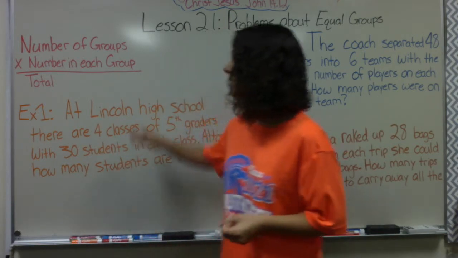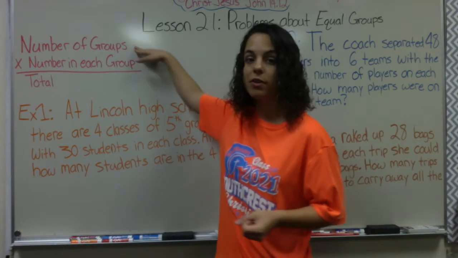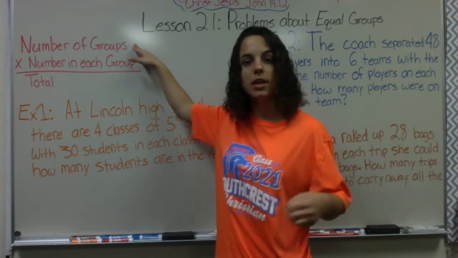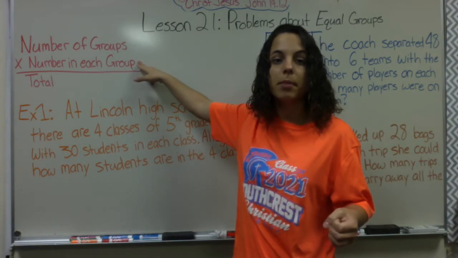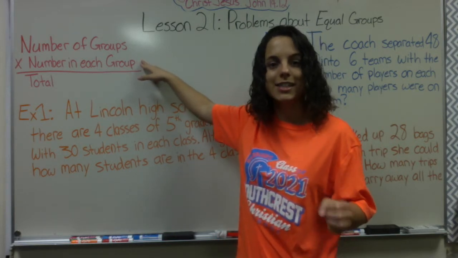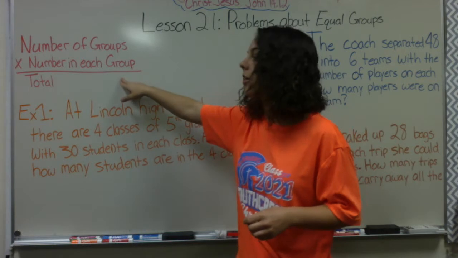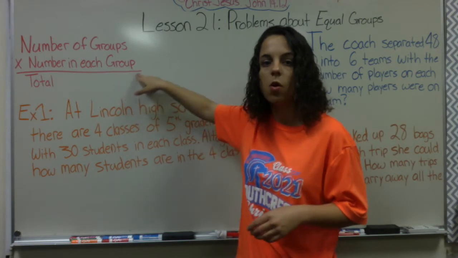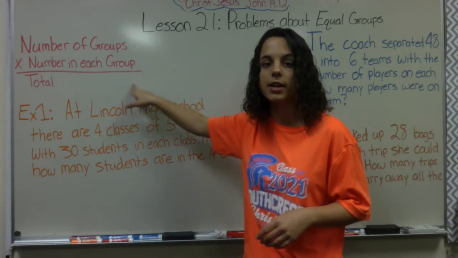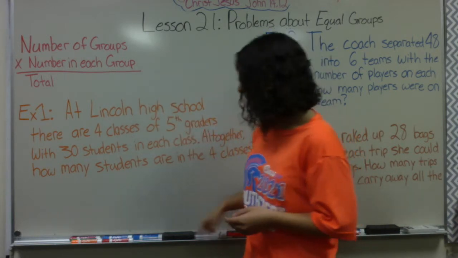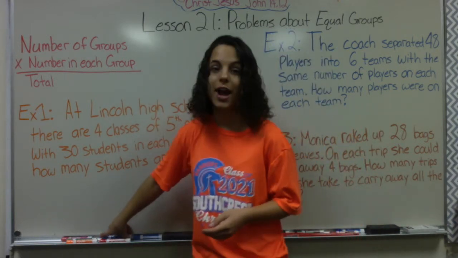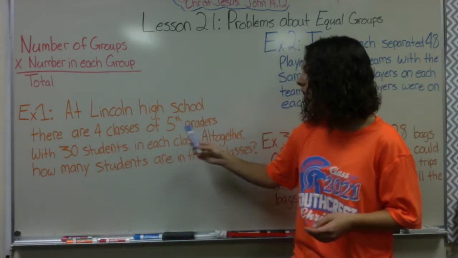So the way that this is set up is we always have a number of groups. There's always going to be a certain amount of groups. We're going to multiply it by the number that is in each group, and then we have our total answer. So this is always going to be our setup, so we're going to look at this as we go through our 3 example problems.